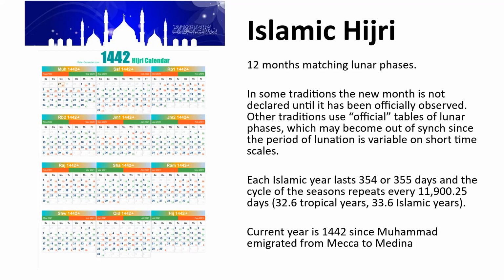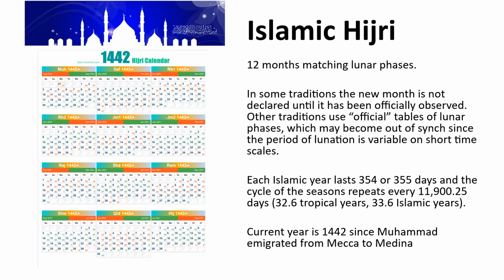More recently, people will tend to just use lookup tables. So they'll just create a table of when lunar phases should be occurring, and they make sure that the months appropriately have either 29 or 30 days to keep it synced up. The Islamic year is therefore shorter than the tropical year.